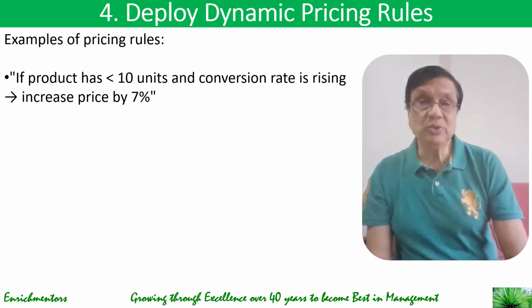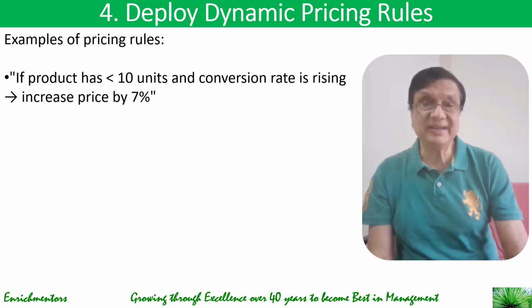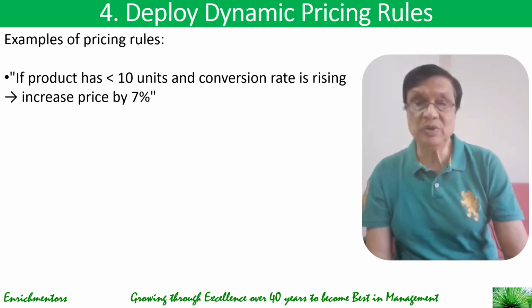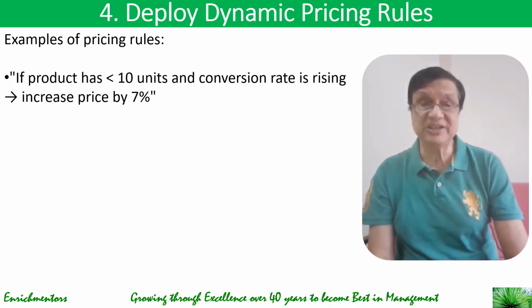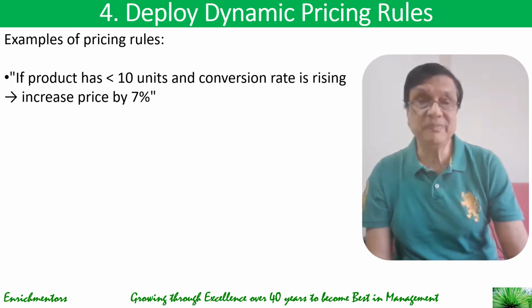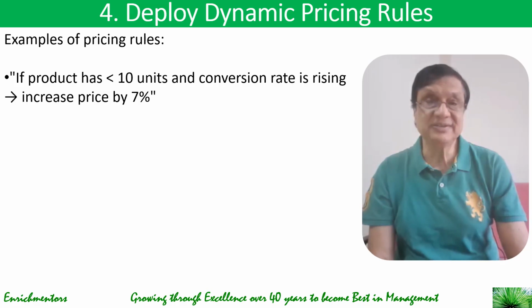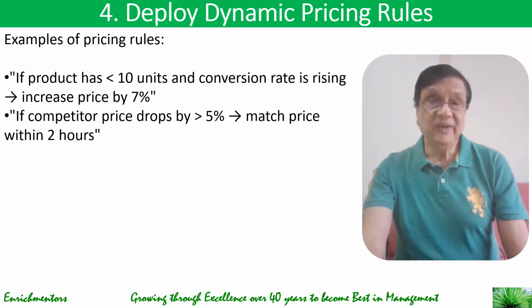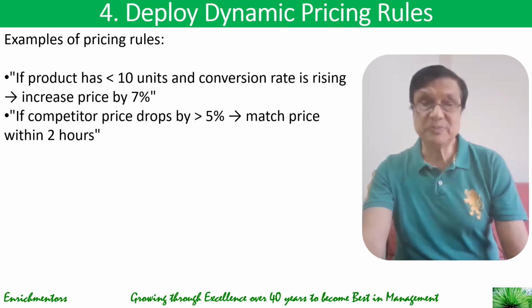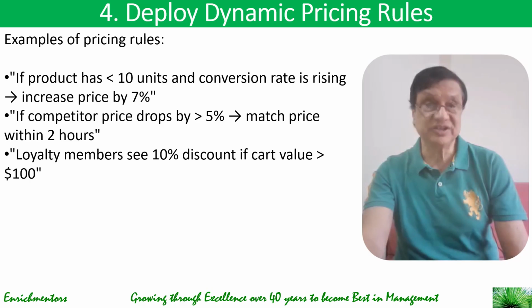You could be putting a rule like this: if your product has less than 10 units and conversion rate is rising, increase price by 7%. And this should be based on your business acumen, findings, and deeper insights that you get by running the business. The second rule, as an example, is: if a competitor drops price by more than 5%, match price within 2 hours. That's a rule that can help you deploy dynamic pricing.